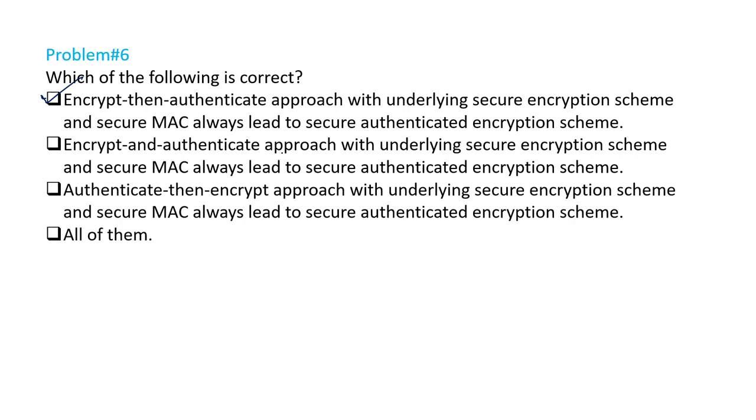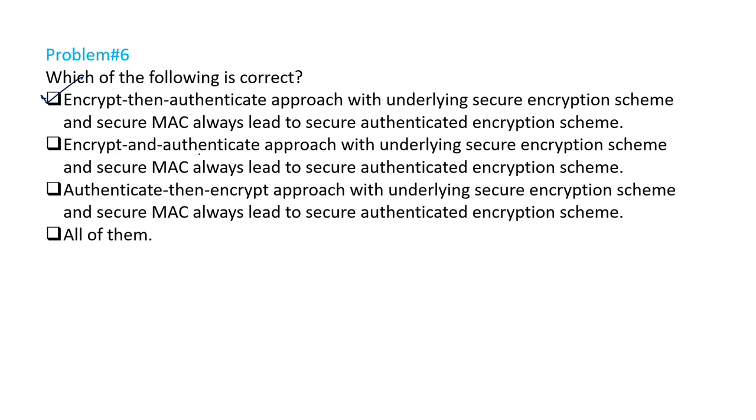About encrypt then authenticate approach with underlying secure encryption scheme and secure MAC, actually it does not always lead to secure authenticated encryption scheme, because although your encryption scheme is CPA secure, that makes the ciphertext randomized, right? CPA secure stateless encryption schemes are always randomized, as you know. So M does not always map to the same ciphertext C.